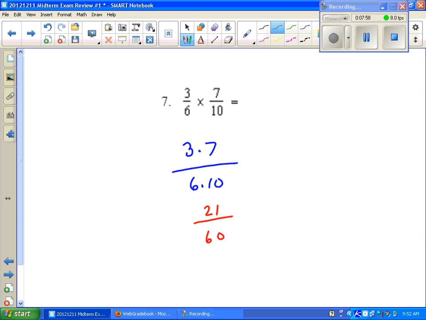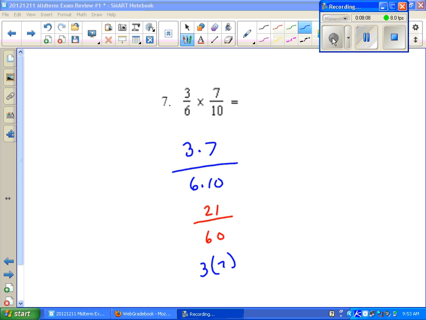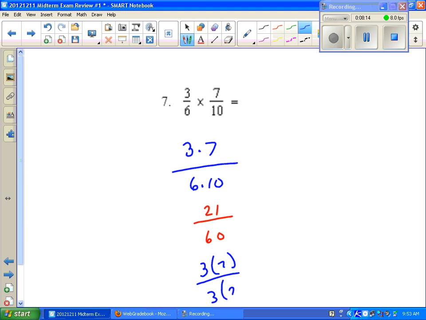The number 3 goes into both of them, or the number 3 is a factor of both 21 and 60. So 3 times 7 is 21, and 3 times 20 is 60. Cancel out your 3 over 3, or 3 divided by 3, and 7 over 20 is your simplified answer.